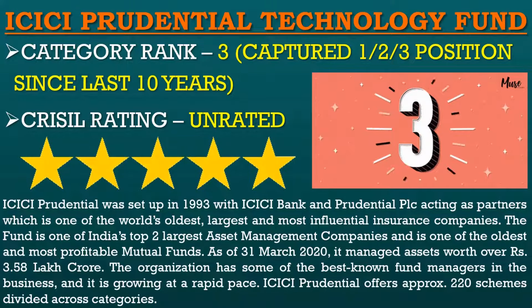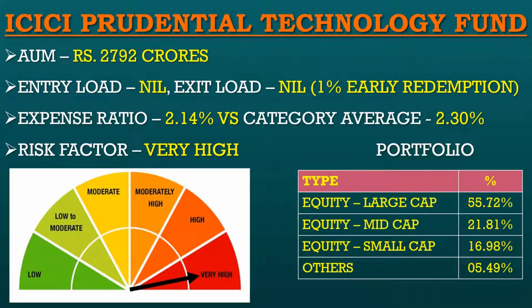ICICI Prudential was set up in 1993 and is one of India's top 2 largest AMCs. As of 31st March 2020, it managed assets worth over Rs 3.58 lakh crores. The organization has some of the best known fund managers. ICICI Prudential offers approximately 220 schemes divided across categories. The total AUM for this fund is 2,792 crores. There is no entry or exit load on this fund. However, 1% will be charged in case of redemption within 15 days.